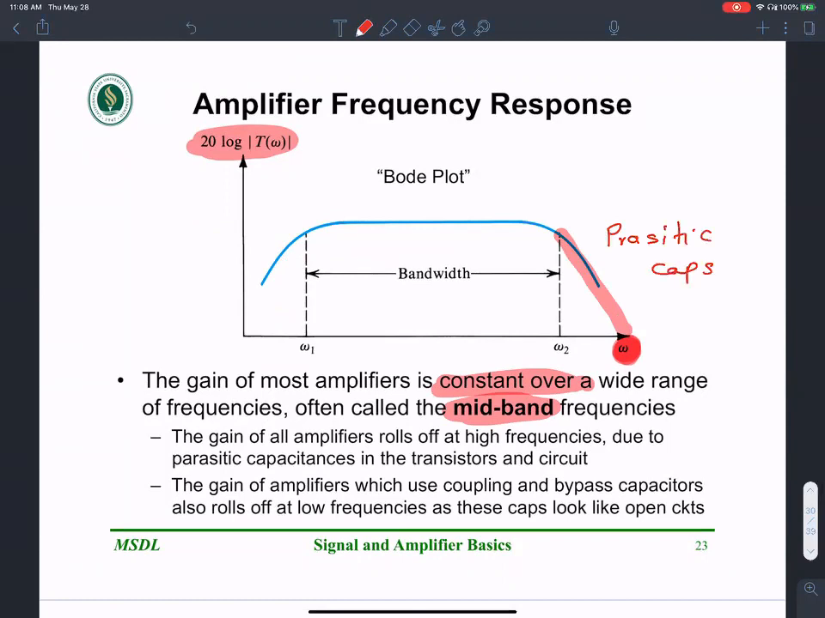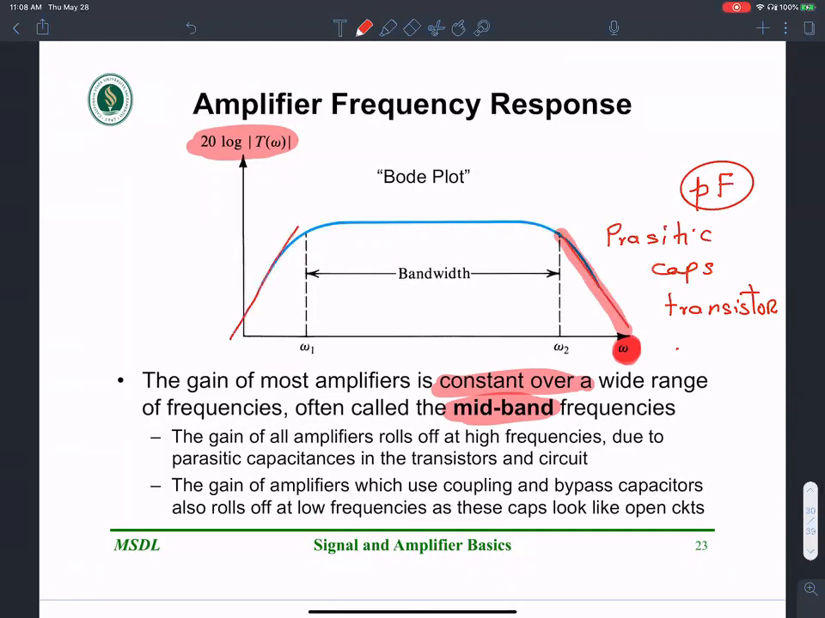Parasitic capacitances in the transistor circuits. The transistor circuits, which are used to build the amplifiers, have some inherent capacitances in the picofarad range. They tend to contribute to this roll off in frequency at high frequencies.